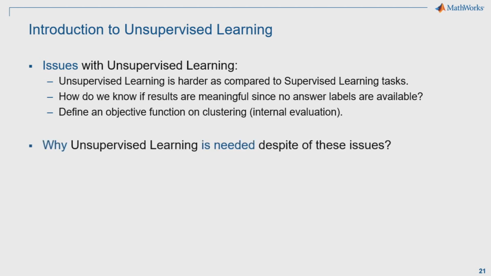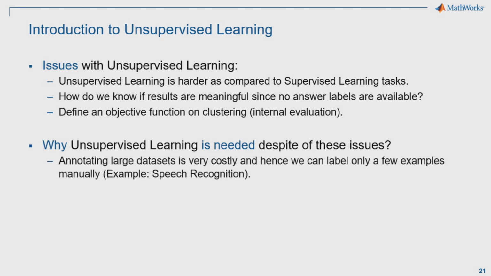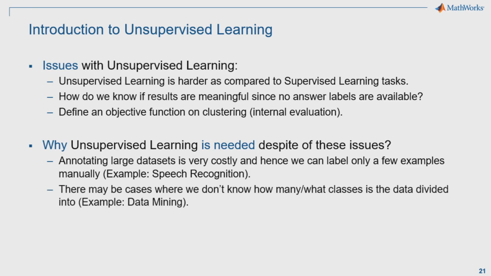So despite these issues, why do we want to use unsupervised learning? We want to use it because for many supervised learning algorithms, we require a lot of data, and having a lot of data requires annotating a lot of labels, and we may not be able to label all this data. So one way to deal with automatic labeling is to use unsupervised learning techniques.